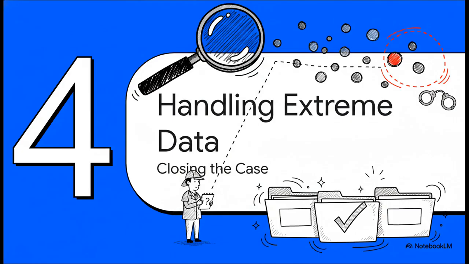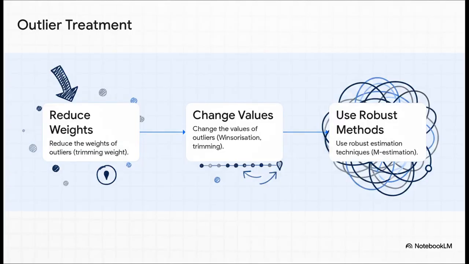Now for the final act. What do we do with them? Let's see how the data detectives close the case. So what's the move? It's not as simple as just deleting the data point. There are three main strategies. First, we can reduce its weight, which means we let the outlier stay, but we basically tell our analysis not to listen to it as much. Second, we can change its value with methods like trimming, where we gently nudge that extreme value closer to its neighbors. And third, we can use robust methods from the very beginning, techniques that are built to be skeptical of extreme data in the first place.